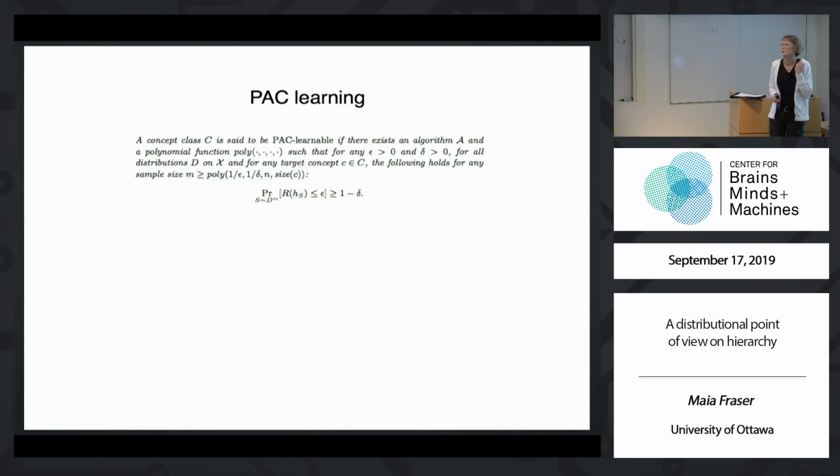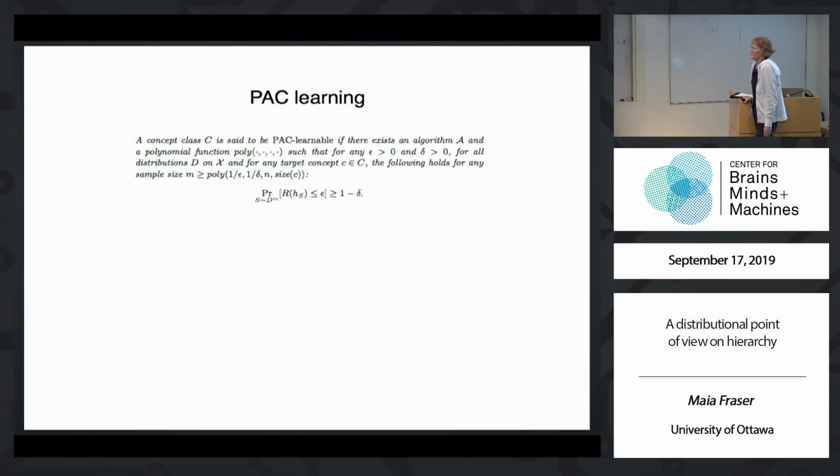So one can describe a learning problem in terms of its underlying concept class. And a concept class is said to be PAC learnable if there exists an algorithm and a polynomial such that for any epsilon and delta, and for all distributions D on X and any target concept c, you have this sort of bound on risk. And I'm going to delve into that.